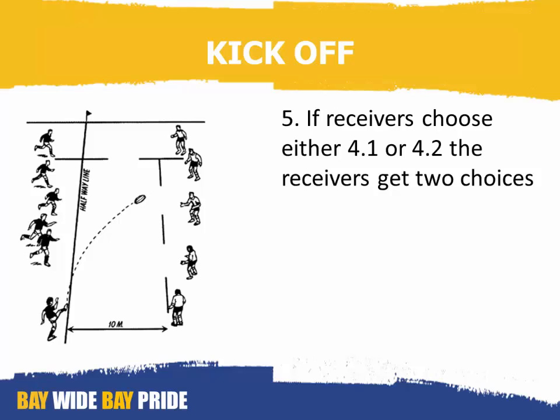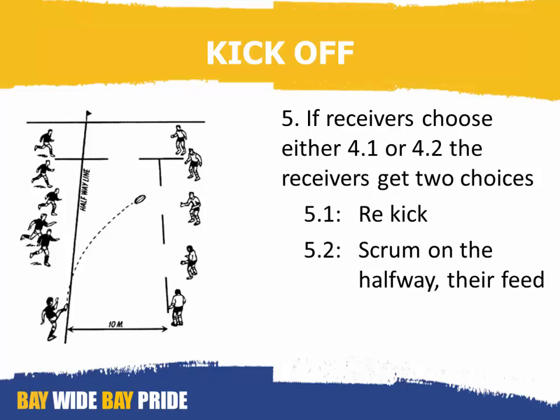If the defenders take choice 1 or 2 by either grounding the ball immediately or making it dead, then they can have the ball kicked off again, or they can elect a scrum formed on the centre of the halfway with their feet.